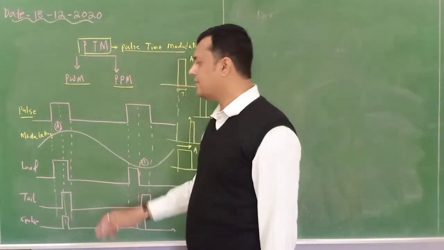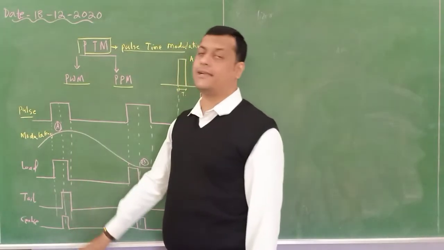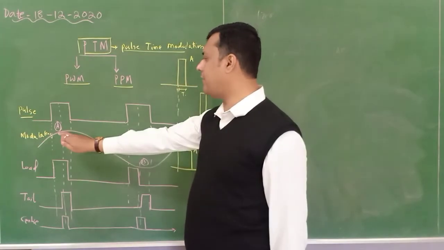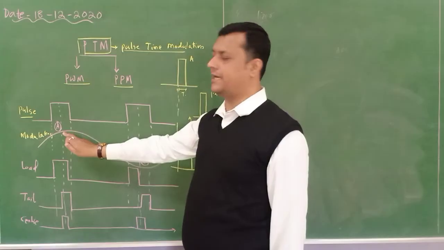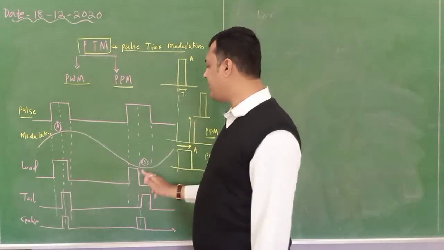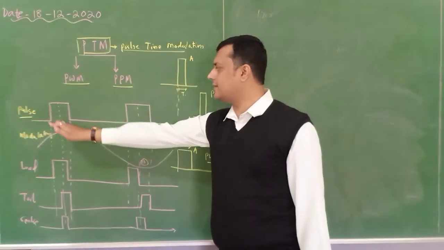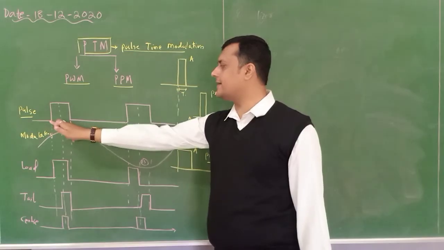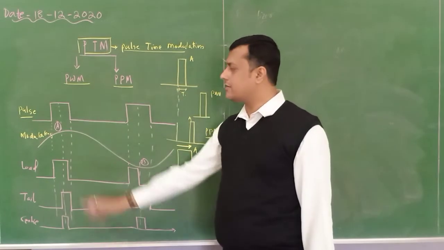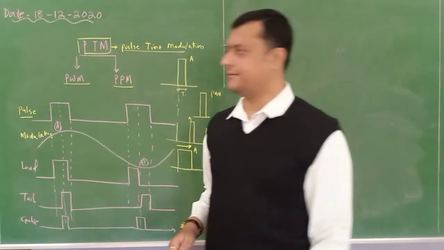So here, this is the leading edge, this is the trailing edge, and this is the center edge. Now here we have identified 2 points, point A and point B. Point A is the maximum point achieved by the modulating signal, and point B is the minimum point achieved by the signal. Let us consider these three lines: the leading edge, the trailing edge, and the center edge of a particular pulse. According to these positions, the width can be varied.